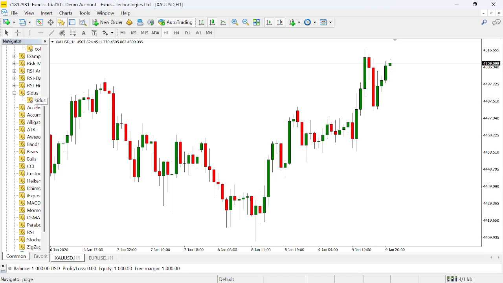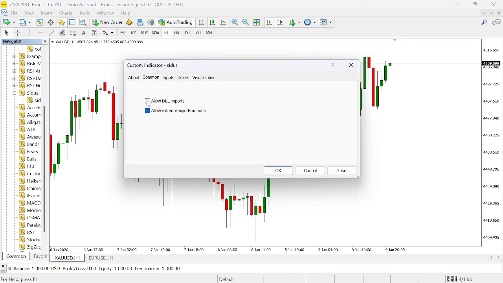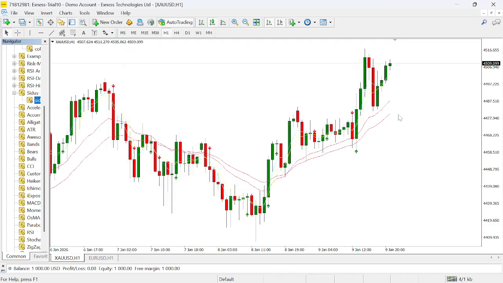This combination makes it easier to find strong entry points with less guesswork, delivering clean signals based on time-tested technical tools. At this point, I'll load the indicator on the chart so you can see how it looks in real time. Remember to allow DLL imports. And just like that, we have the indicator installed in our chart, and it's quite easy to interpret.